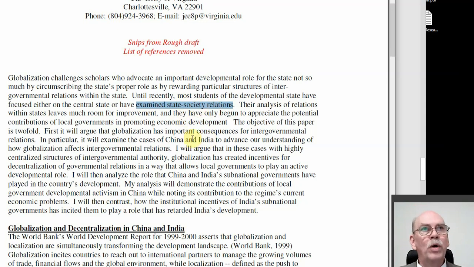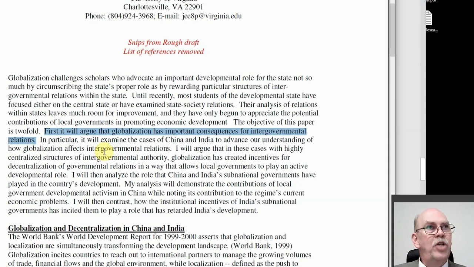This paper wants to look at that missing gap. It will argue that globalization has important consequences for IGR. Globalization affects intergovernmental relations. And it's going to look at China and India.